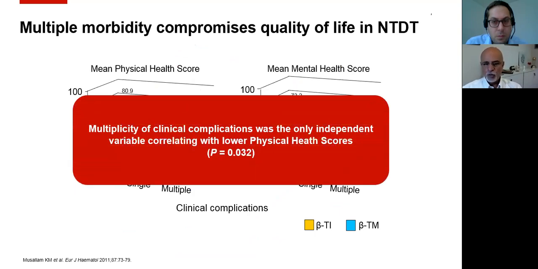Now, not only will these patients have a lower physical health score, but they also will have a lower mental health score. This is from an old study that we have done in Lebanon, where we have shown that the scoring, whether health score or mental score, in the NTDT or in beta thalassemia intermedia is lower than those in the TDT or beta thalassemia major.